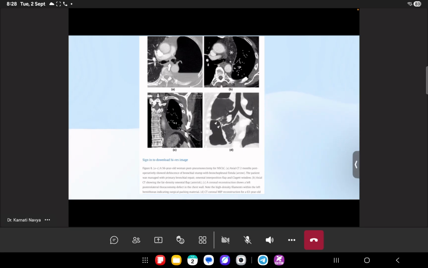And the second one is the axial image, which shows the fat density of the omental flap. And the third image, a coronal section, shows the defect in the chest wall with high-intensity filaments noted within the left hemithorax, which is the packing material.